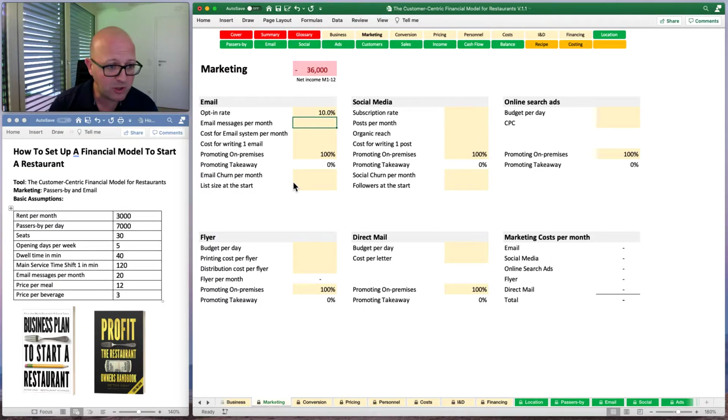The next question, email messages per month. We decided to send 1 email per opening day, so that's 20 emails we are sending to the list.